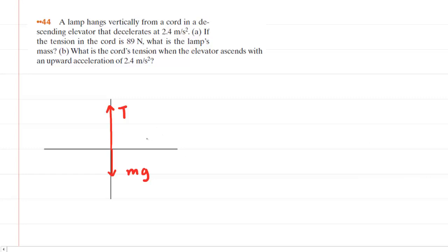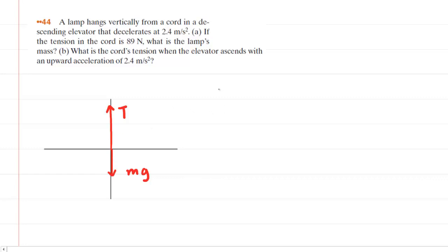We've gone ahead and drawn a free body diagram representing the forces acting on the lamp, which is hanging vertically from a cord in a descending elevator. There are only two forces acting on the lamp. There is the tension in the cord that's pulling up on the lamp, and then there is the lamp's gravitational force pointing down, which we've labeled mg.